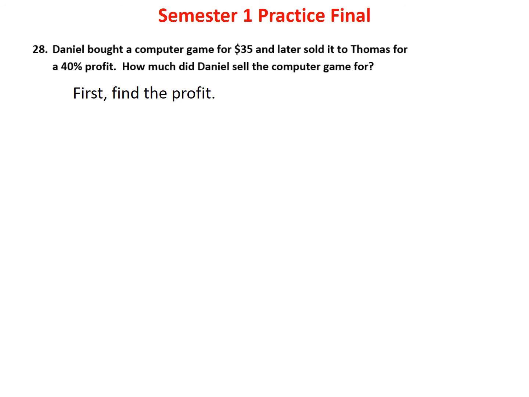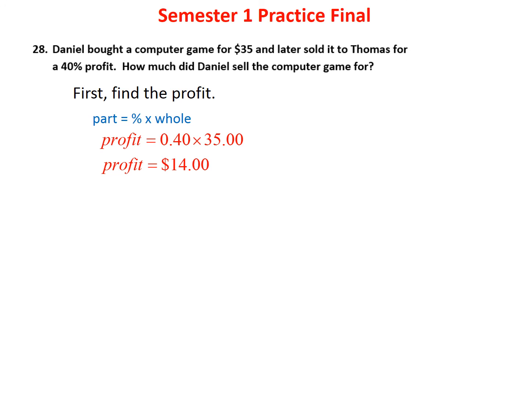To find the profit, it is 40% of 35, so part equals percent times whole. That's going to be 40% or 40 hundredths times $35, and so his profit is $14. So that's how much he made when he sold it for a higher amount.